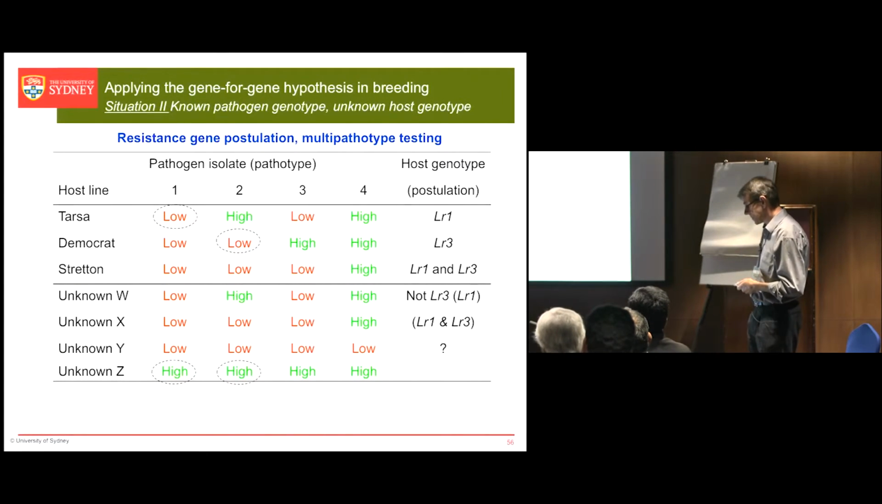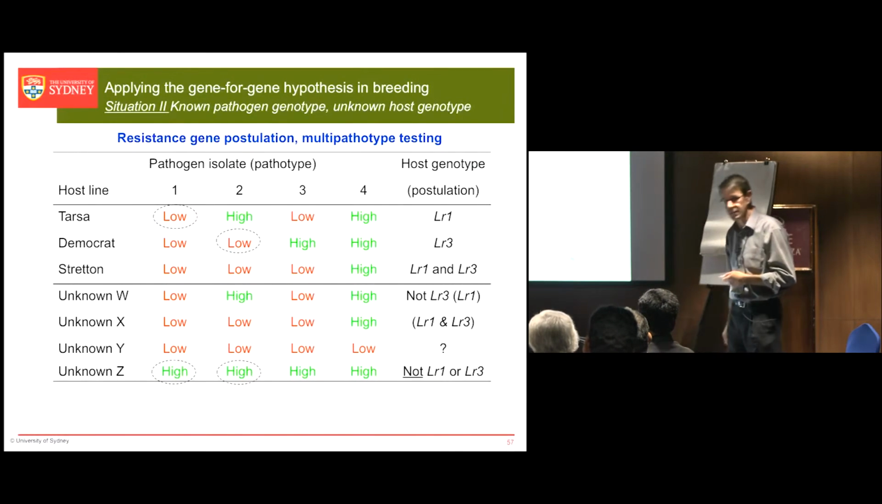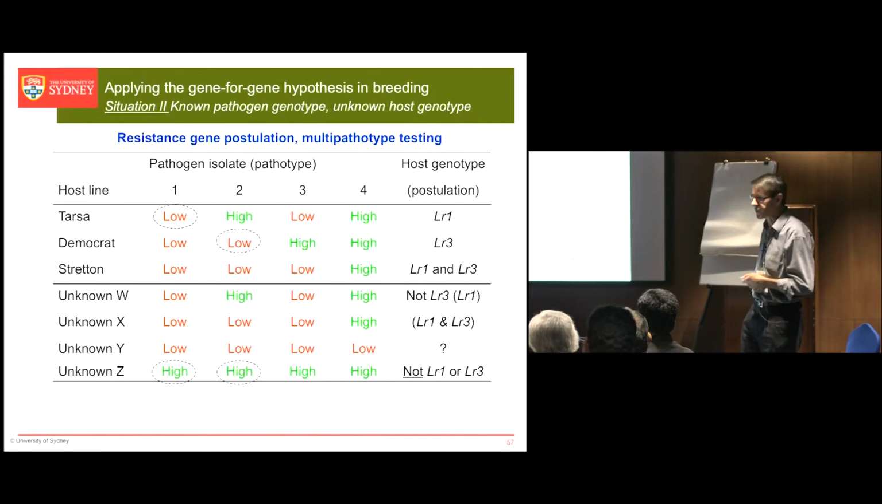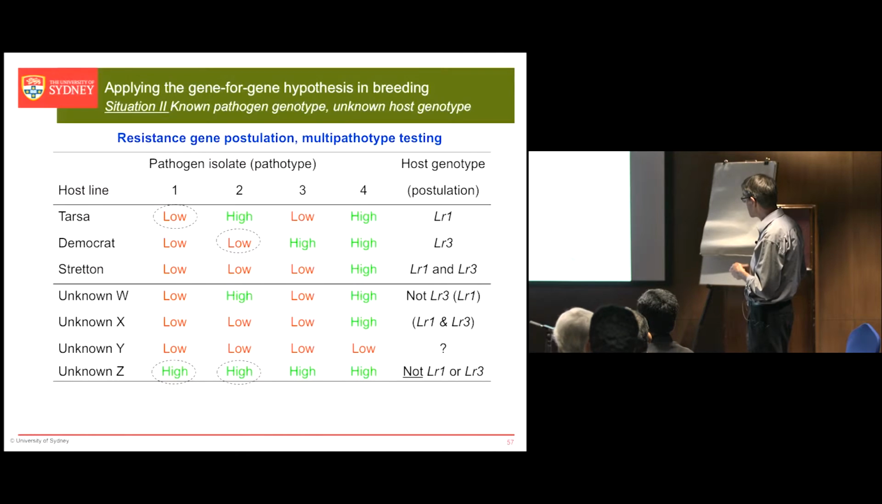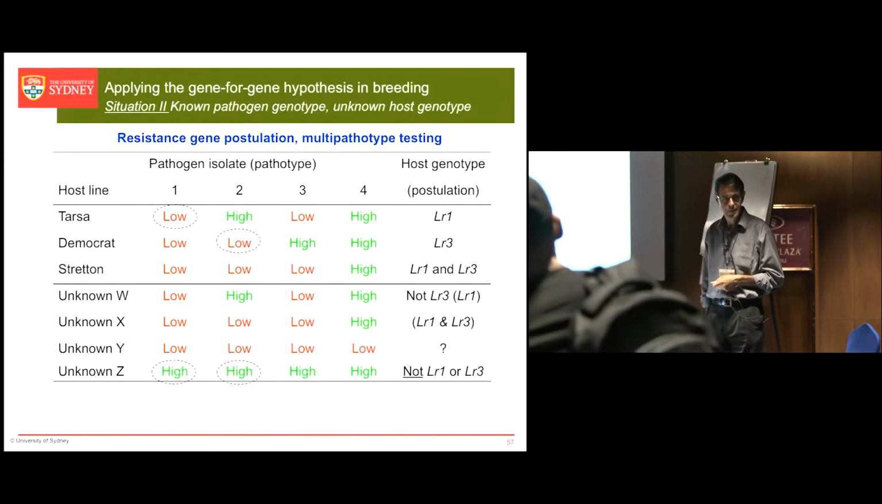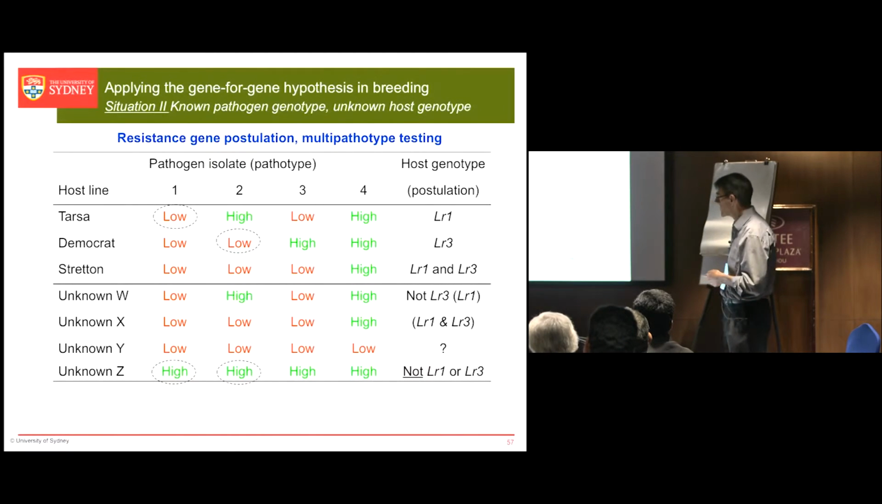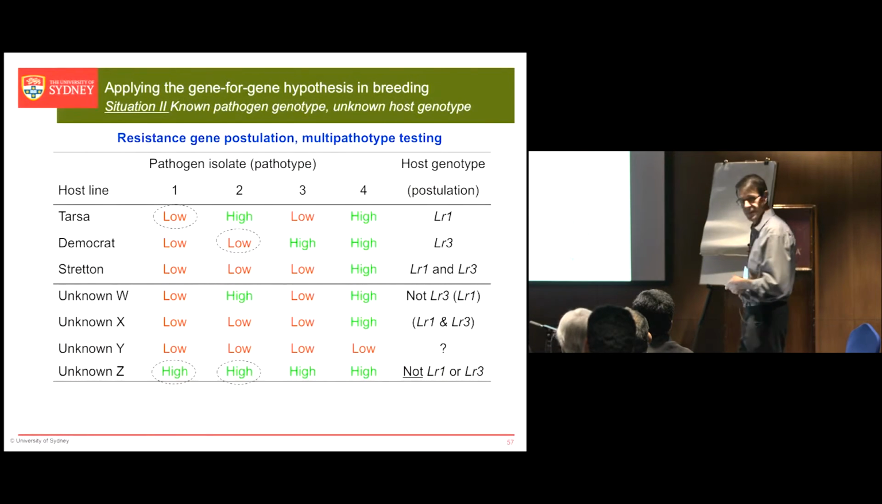In this particular case, here's another one that is susceptible to everything, and on this basis we can say it cannot carry LR1 or LR3 because it is susceptible to some of these pathotypes that carry the matching A virulence gene for LR1 and the matching A virulence gene for LR3. It's susceptible, so it cannot carry LR1 and LR3. Now you might say, oh, well, it doesn't carry any resistance gene at all. It's susceptible. But if I test it with a 5th pathotype, it might be resistant. There might be a resistance gene in that genotype for which all 4 pathotypes are virulent, but a 5th one may be avirulent. We don't know.